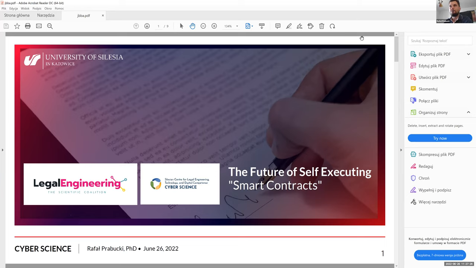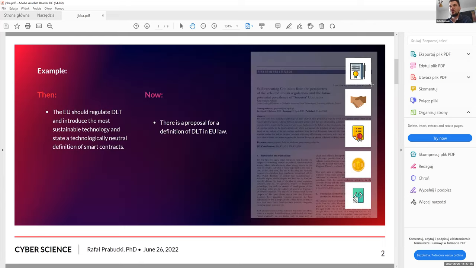We were working after this paper with Professor Shostak in Poland. Unfortunately, in Poland, there were not so many changes, but for example, in the European Union, we see that there is going to be some kind of legislation. For example, now we see that there is a proposal for a definition for distributed ledger technology. Of course, there are also a lot of other movements.